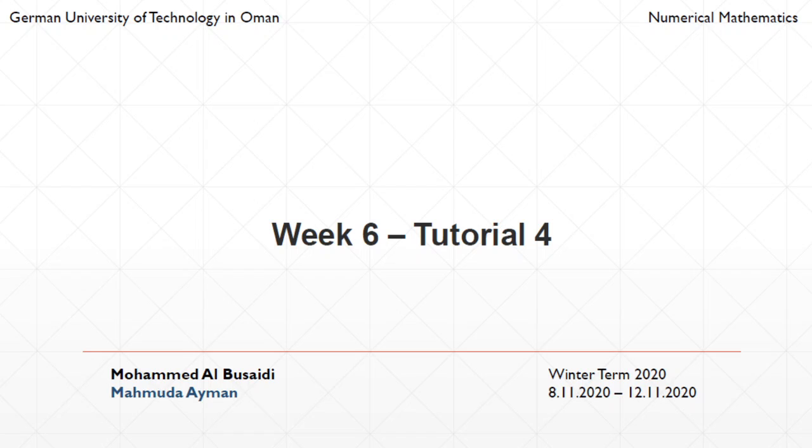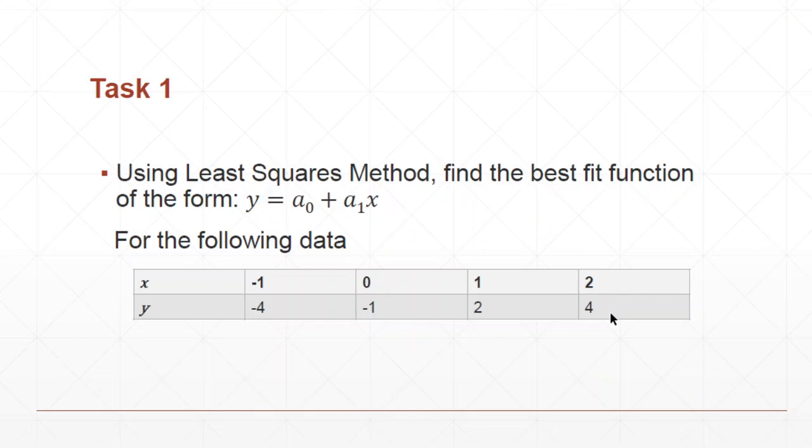Hi everyone, this is week 6 tutorial 4, and today our first task is about solving least squares method to find the best fit function of the form y is equal to a0 plus a1 times x, and we're given some data for x and y variable here. So let's start working on this now.